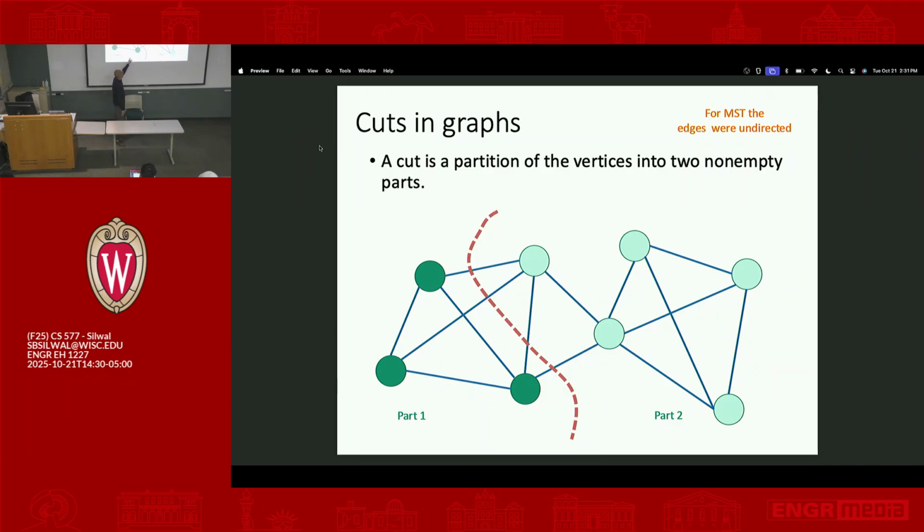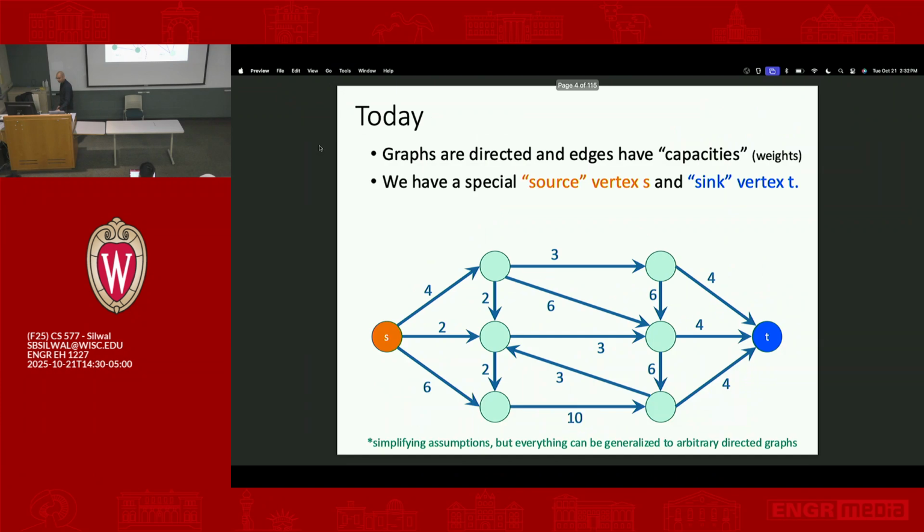the edges in the graph did not have an orientation. They were just unweighted, or they were weighted but undirected edges. But now for flow, every edge will have an orientation. Okay, so it will look like this.